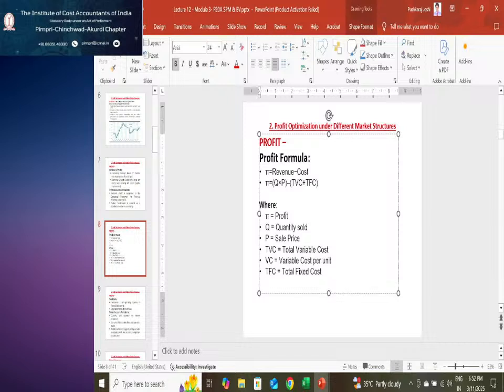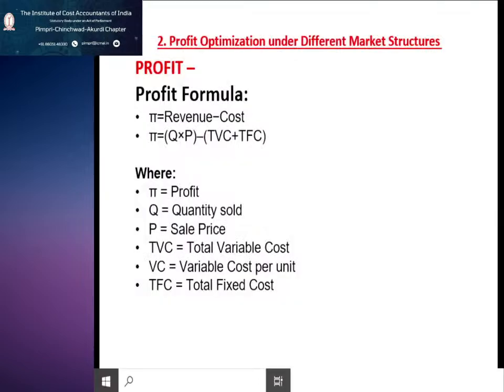So profit is equal to revenue minus cost, that is Q into P. So that's revenue. So over here Q means the quantity into price. So quantity sold into sale price minus total variable cost. So VC means variable cost per unit, and plus total fixed cost. So that's how the profit is calculated.